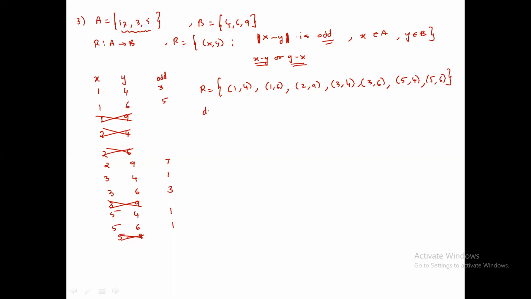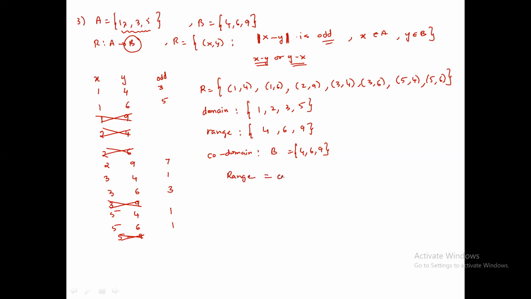Okay, so now the domain is the set of all X's. We have taken 1, 2, 3, and 5. Range is set of all Y's. It's 4, 6, 9. Codomain. For codomain, you will write the set B, complete set B. That is 4, 6, 9. Here you can see range and codomain are same. That is an important point to be observed.